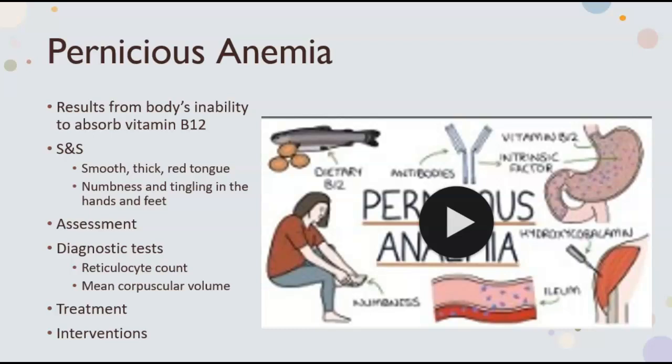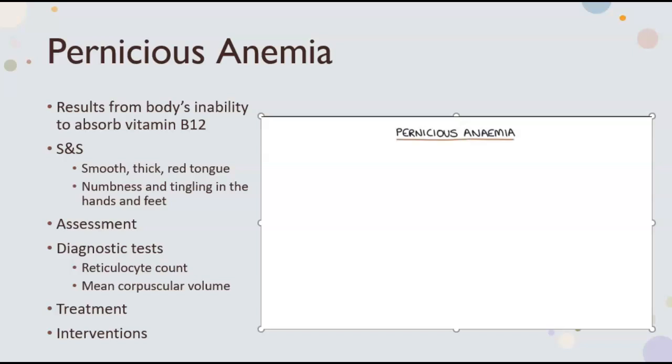Have them conserve energy because they have that lack of oxygen. So give them small meals, make sure you're planning rest periods with their activity. Monitor bowel movement. This is important if they're getting iron replacement, and we'll talk about that more in iron deficiency. So you want to check the color. And then make sure they know that they have to have a lifetime therapy of vitamin B12. Pernicious anemia.